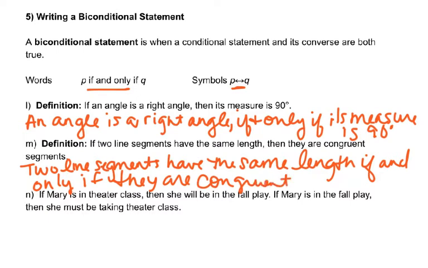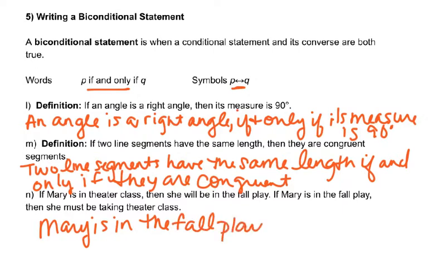If Mary is in theater class, then she will be in the fall play. If Mary is in the fall play, then she must be taking theater class. So they're telling you right off the bat that it works both ways, so there's no confusion. So then this would be: Mary is in the fall play if and only if she is in theater class.